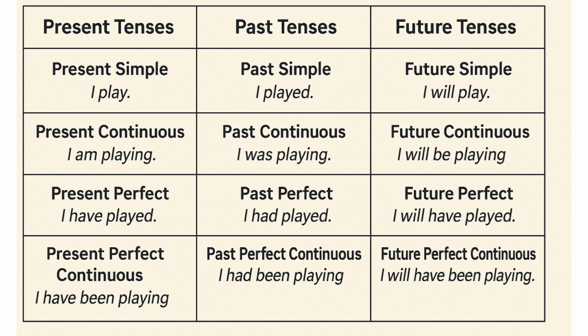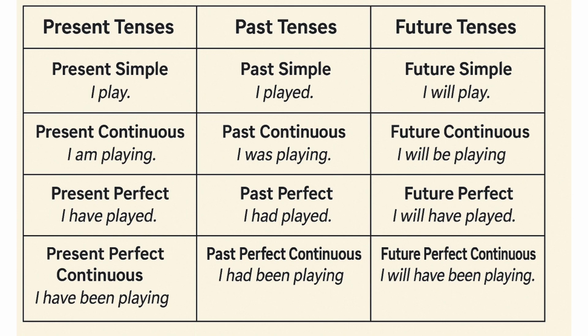Finally, the future tenses. Simple future. I will play soccer. This is used for future plans or predictions. Future continuous. I will be playing soccer. This shows an action that will be happening at a specific time in the future.